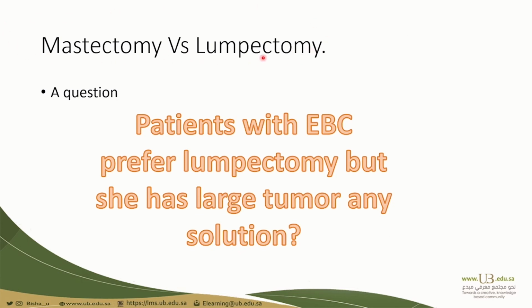Mastectomy versus lumpectomy. Patients with early breast cancer prefer lumpectomy, but she has a large tumor in relation to her breast. So if I have a patient who has a relatively small tumor, 3 centimeters for example, and the patient has a small breast and she doesn't want mastectomy, is there any solution?